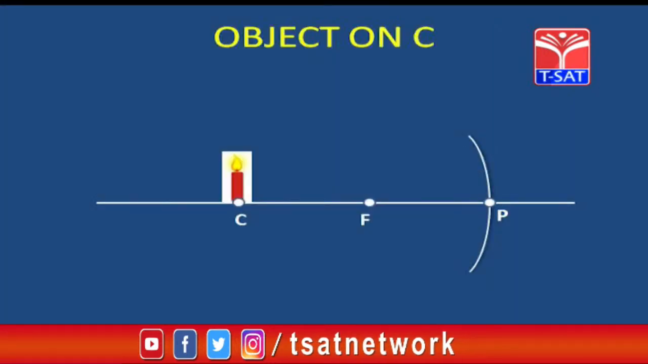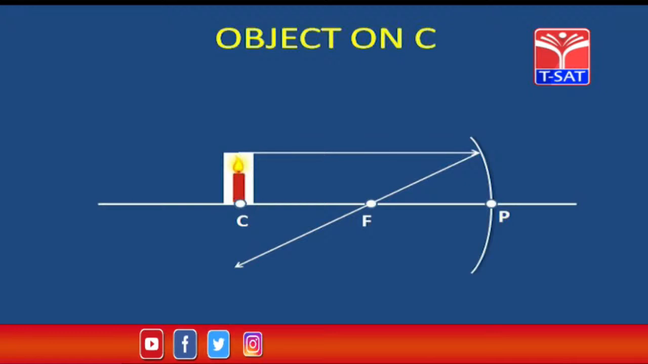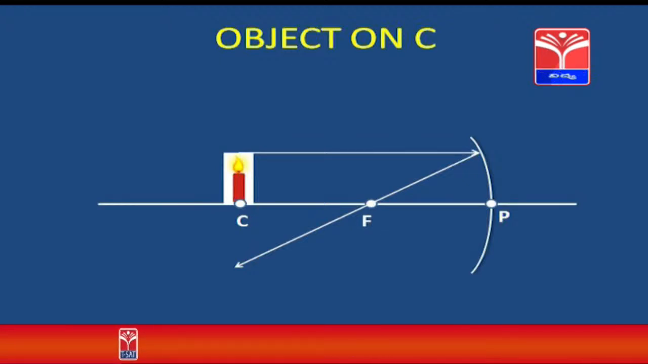Now, we will shift the object on C. Okay, children, object on C. According to the experiment, it is 40 centimeters. Now, we will see where we are getting the image. The principal axis, pole, focus, center of curvature. The object is placed on the center of curvature.